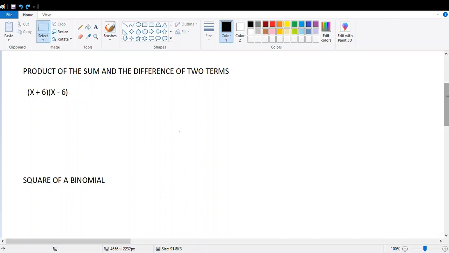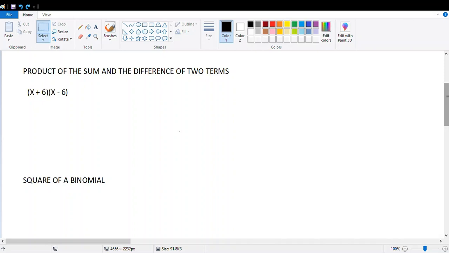Second, not any binomial, like FOIL. In this case, it is exactly the same binomial, but in one parenthesis is an addition and in the other one is a difference. It doesn't matter which one is first. The first one can be an addition and the second one a difference, or in the opposite way, the first one a difference and the second one an addition. Doesn't matter. Okay, but be careful with this.